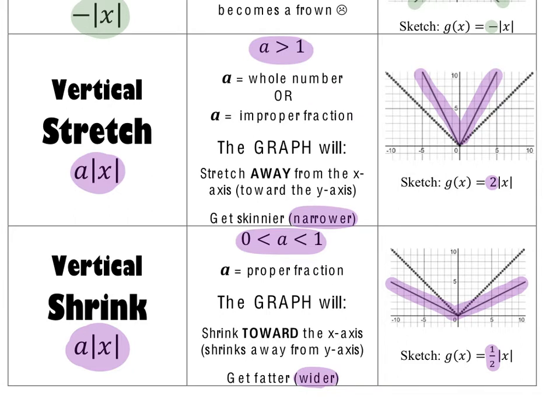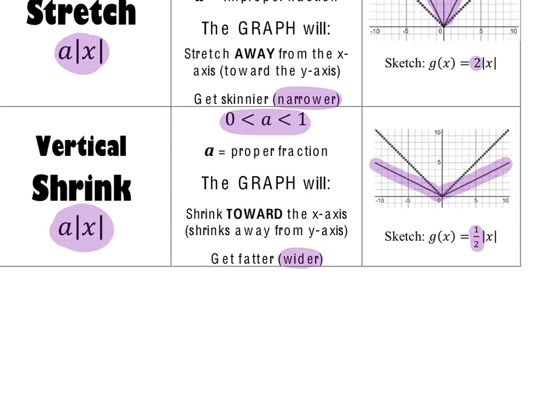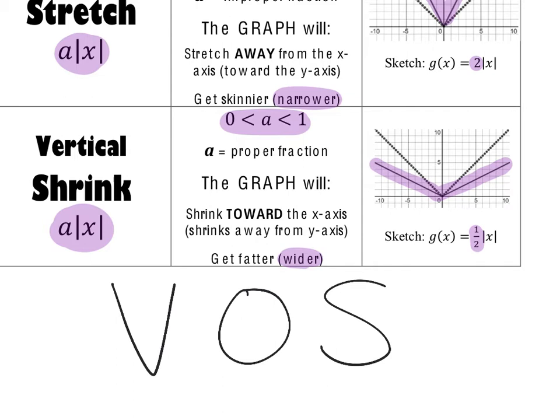The last thing I want you to write on here, and there's not really room anywhere except for the very, very bottom, is the letters V-O-S. VOS helps me remember that my vertical transformations, vertical is V, happen outside the parent function, not inside the parent function. We do stuff to the outside of the absolute value bars. And the S tells me that it goes the same direction.